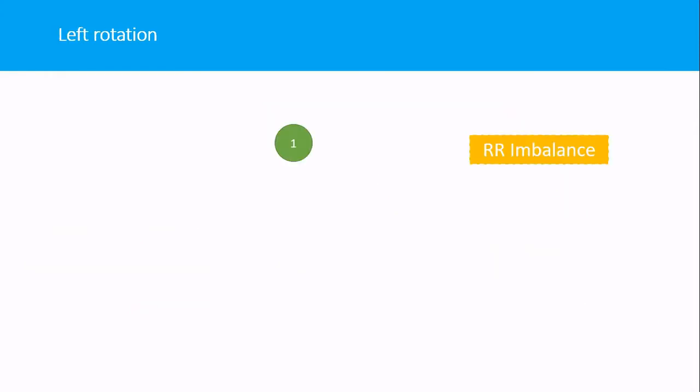So first is left rotation. Consider this AVL tree with a root node 1, and suppose you insert the node 2. It will be inserted towards the right side of the root node. Next, if you insert node 3, it will again be inserted as the right child of node 2, because it follows the binary tree fashion, because an AVL tree is basically a binary tree. We can say it is a balanced binary tree.